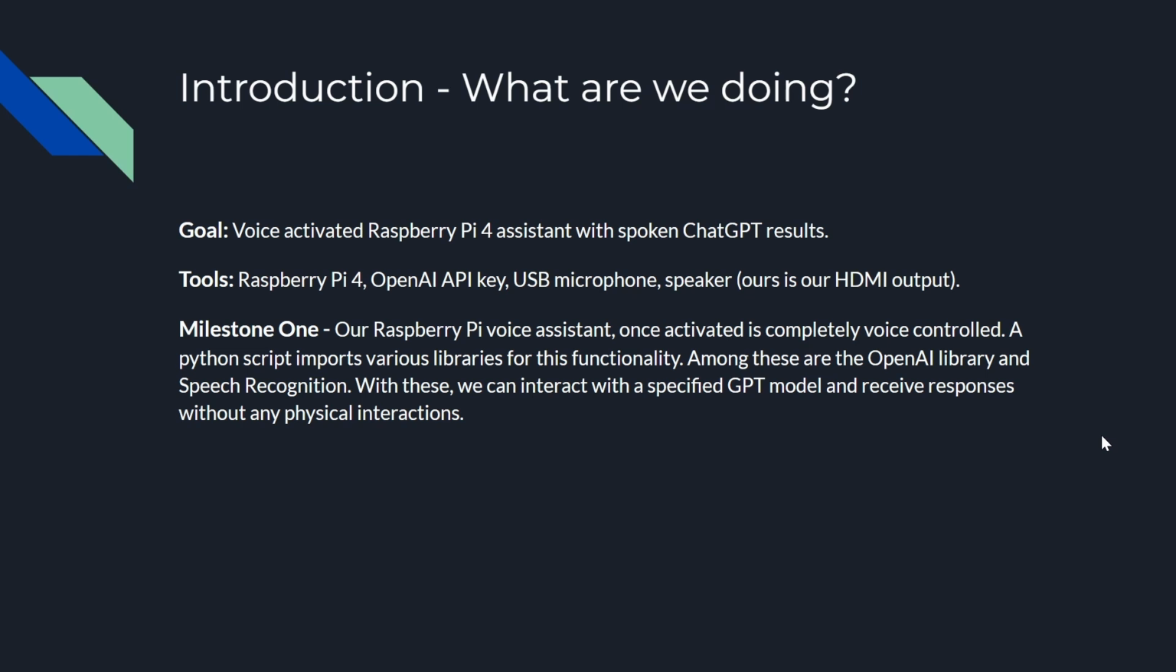So, what are we doing? The goal for our project was to create a voice activated Pi 4 assistant that used ChatGPT to get results and speak those results. And the tools we're using for this project are a Raspberry Pi 4, an OpenAI API key, a USB microphone, and a speaker, which in our case is going to be integrated with our HDMI output to the monitor. And for milestone one, our Raspberry Pi voice assistant, once activated, is completely voice controlled.